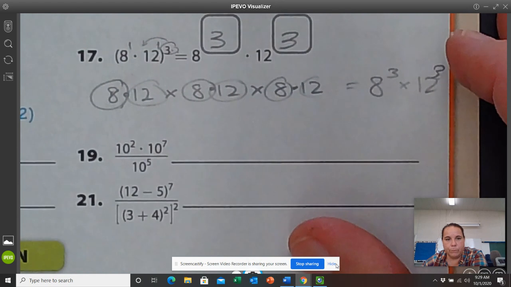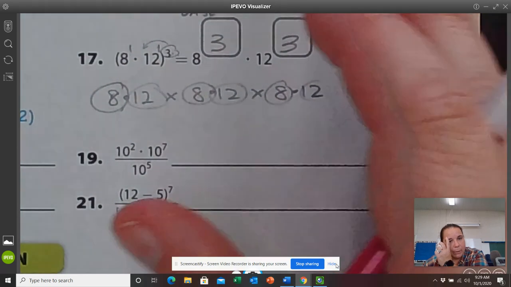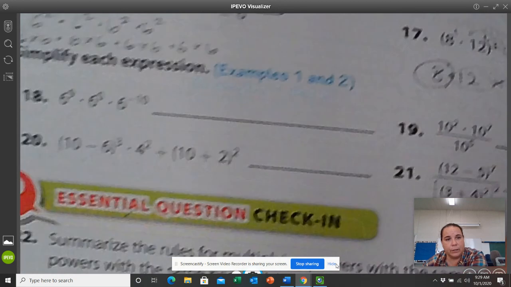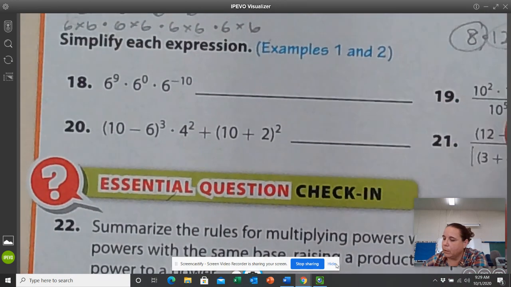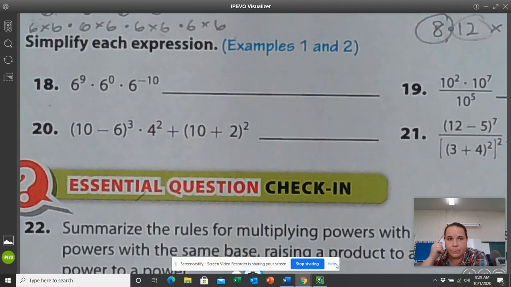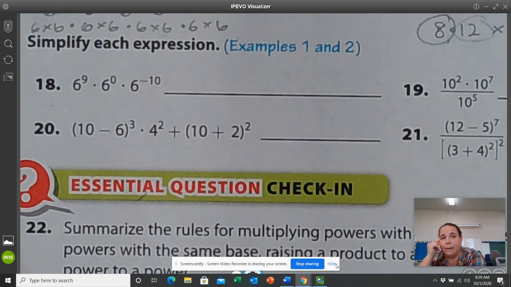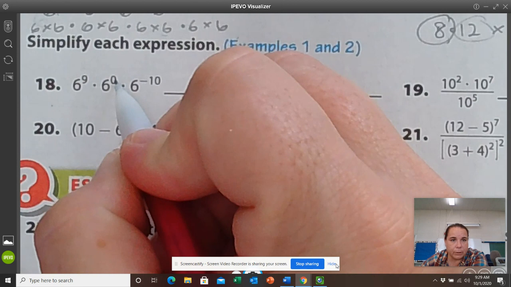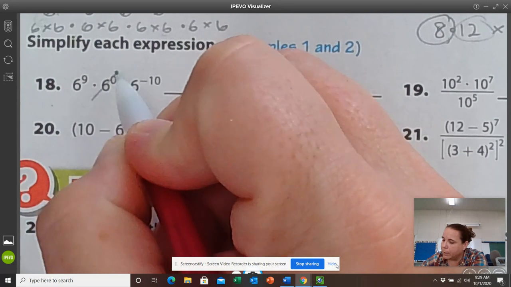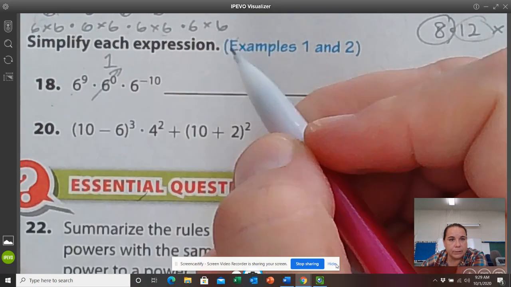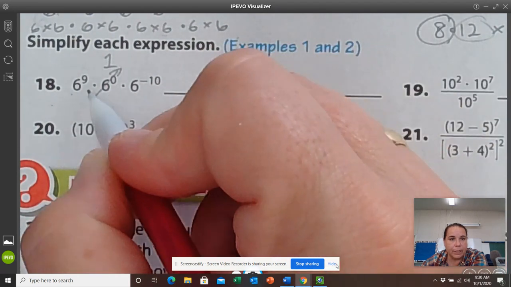So you have to think to yourself, why might I want to do that? And also, when can I and when can I not do that? So let's look at these examples down here. So looking at number 18, I look at 18, I think to myself, okay, the directions say simplify. How can I do that? So first of all, I notice this is 6 to the 0 power. 6 to the 0 power is 1. And 1 times anything is itself. So now I can ignore that.